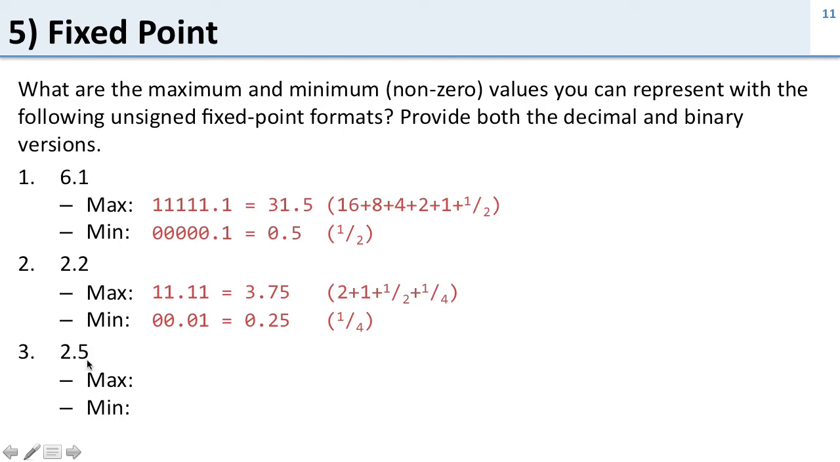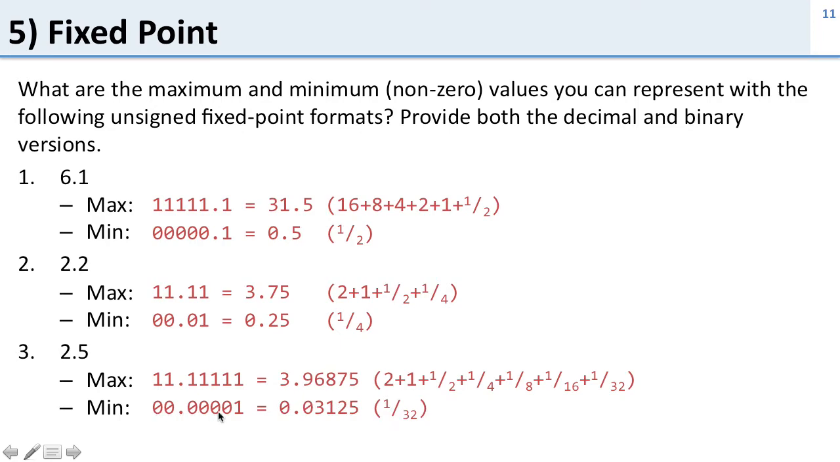Now how about this 2.5 format? Well, the maximum here is 11.1111, set them all to 1s. And this is going to be 2 plus 1 plus a half plus a quarter plus an eighth plus a 16th plus a 32nd, which is 3.96875. So this format can get almost up to 4. And the minimum value we can get is, well, all zeros and the 1 here. The smallest value is a 32nd. So now you can see, depending on where I put this decimal point, I can get very different maximum and minimum values and different levels of precision.